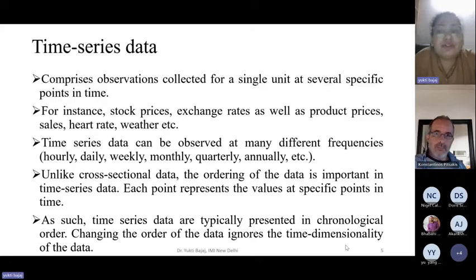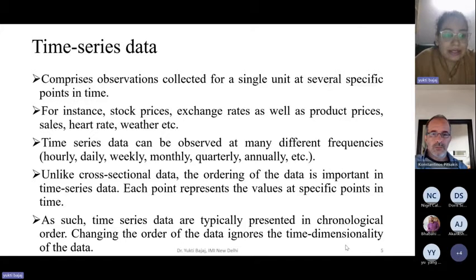Similarly, if you leave finance, maybe in marketing, you can use this data wherein you want to see how the sales of a particular product are going over a period of time. So this kind of data is known as time series data. The frequency can be either daily, weekly, hourly, monthly, quarterly, or annually, dependent on the requirement of the question that you're investigating.